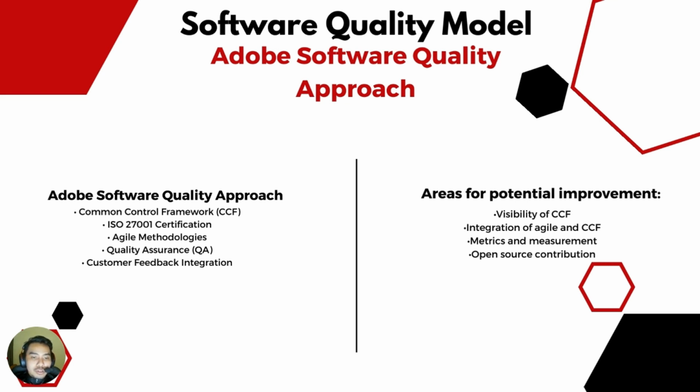There are four areas for potential improvement. The first one is visibility of CCF. The second one is integration of Agile and CCF. The third one is metrics and measurement. The last one is open source contribution.